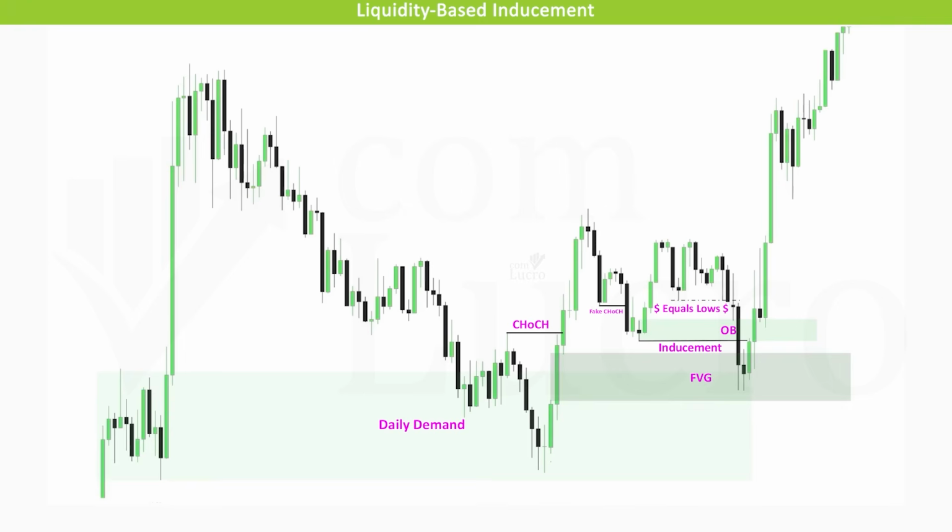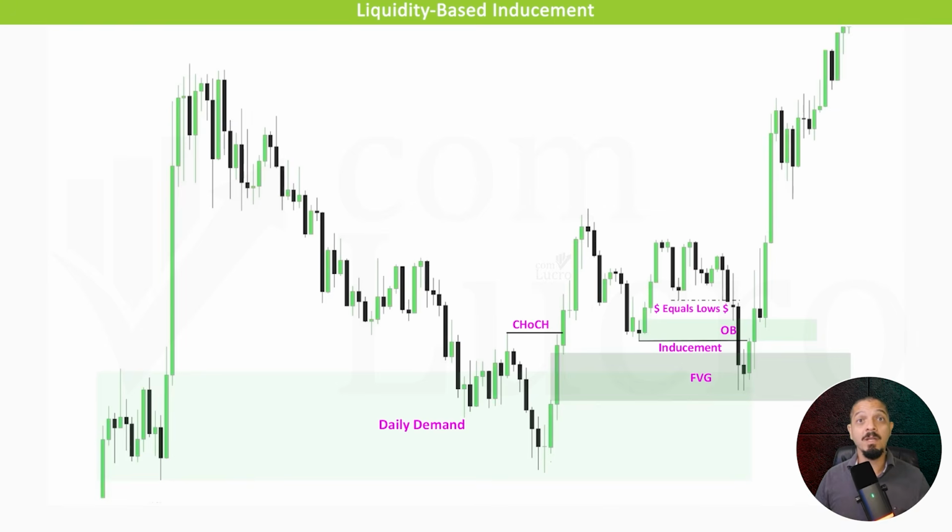Now, you might wonder why price needs to form an inducement right before tapping into the fair value gap. The reason is simple. If price moves directly into an FVG with no inducement, there is no liquidity. Smart money has no fuel to reverse the market. The reaction out of the FVG becomes weak, and the entire setup can fail due to a lack of sellers to buy from. In simple terms, inducement is what creates the liquidity that fuels the move out of the fair value gap.